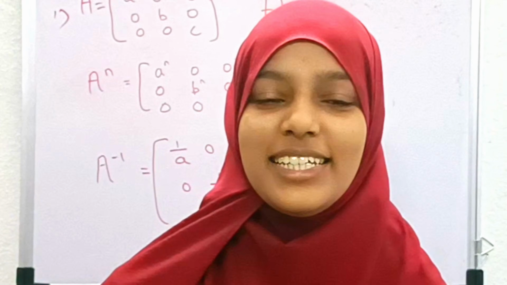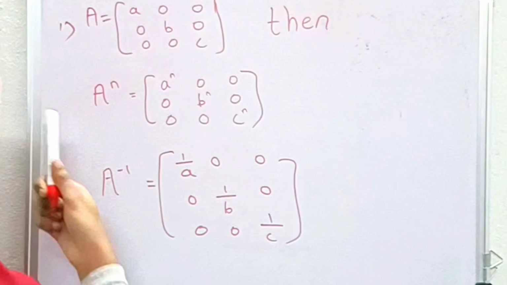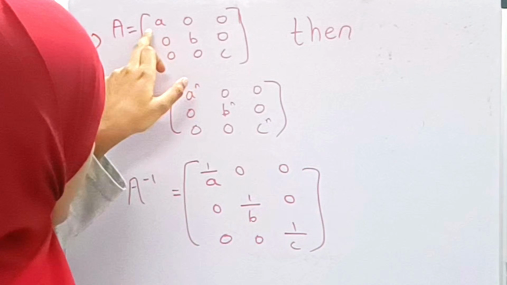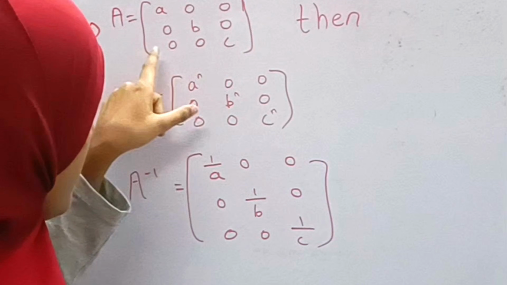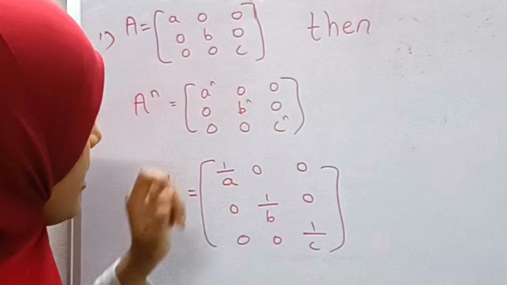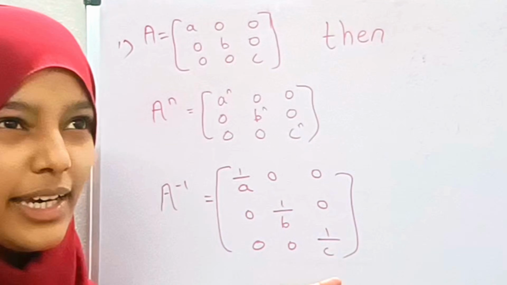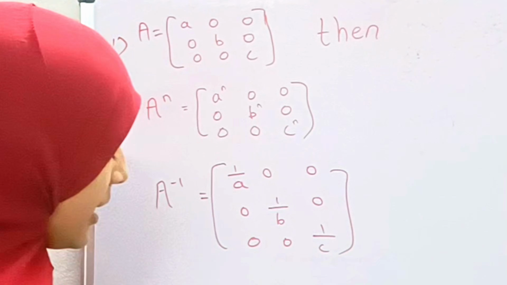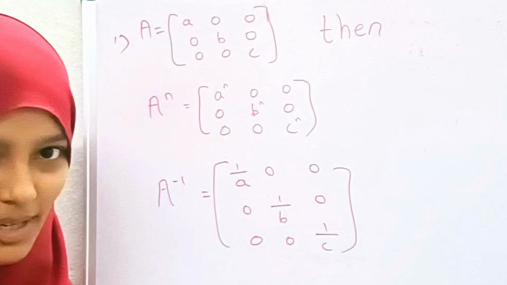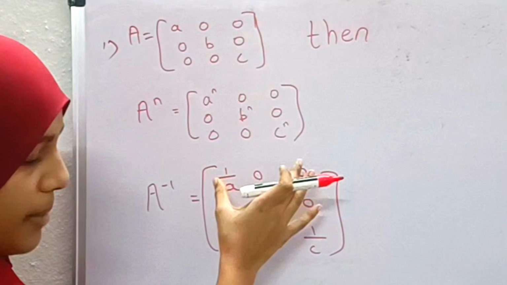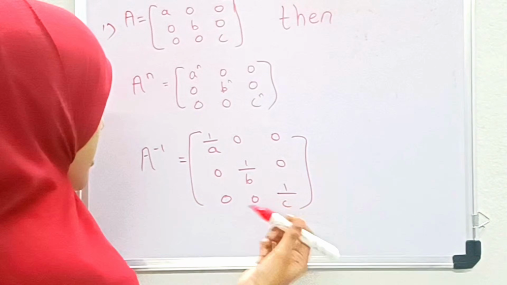Let's move to our next short trick. Here we are given a matrix such that, like a diagonal matrix, we have a, 0, 0, 0, b, 0 and 0, 0, c like this. Then what will be the value if A is raised to any power, like A to the power 2 or A to the power 3? This can be any power. So the answer will be a raised to n, b raised to n and c raised to n. The matrix diagonals will be just raised to their powers.